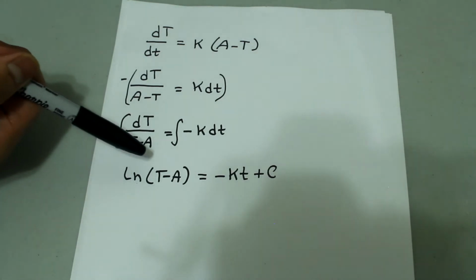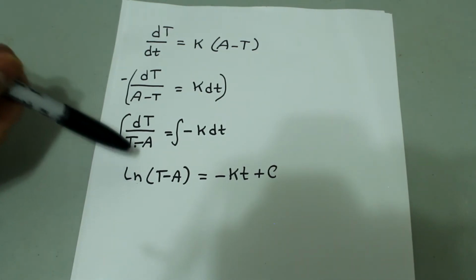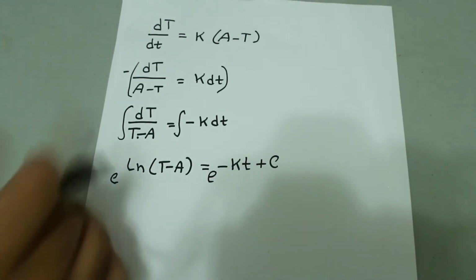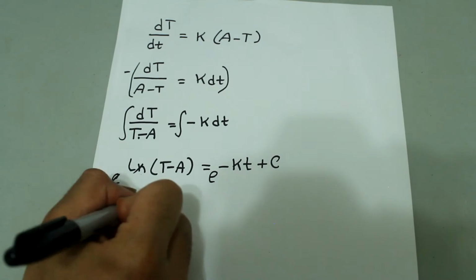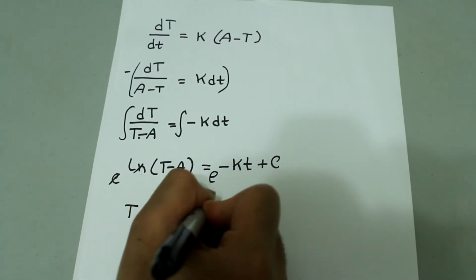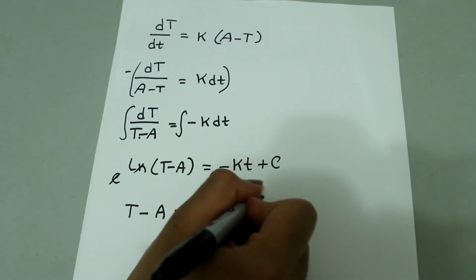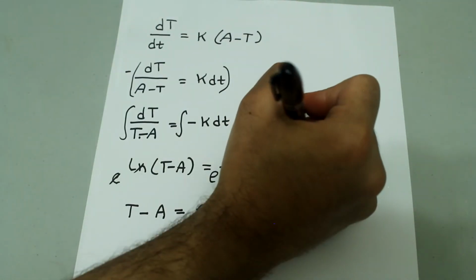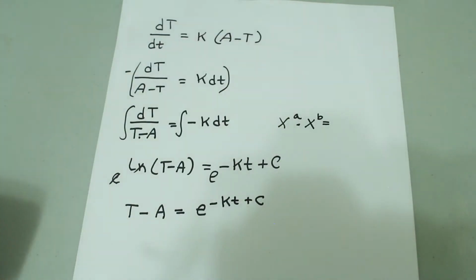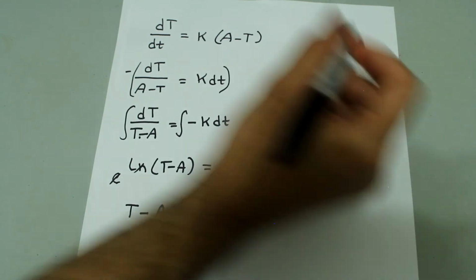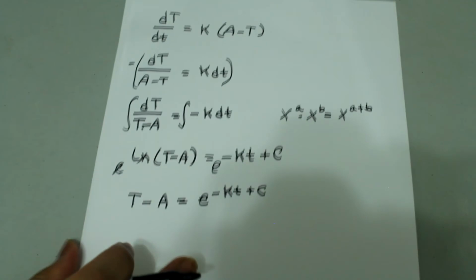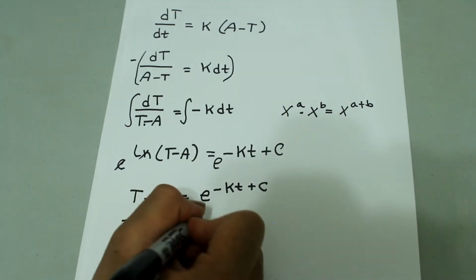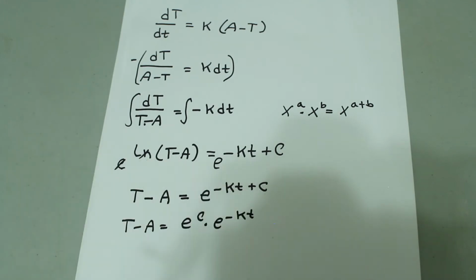We have T, the variable temperature, inside the natural log, but we don't really want that, so we're going to raise everything to e. The natural log and the e cancel each other, so we get T minus A equals e to the negative kt plus C. A property of exponents is if we have x raised to a power multiplied by the same base raised to another power, we can rewrite that as x to the a plus b. In this case, if we go in reverse, we can say we have T minus A equal to e to the C times e to the negative kt.